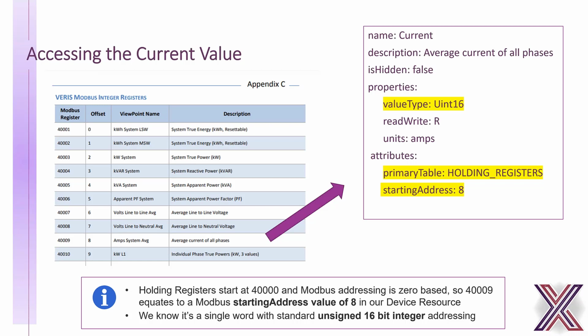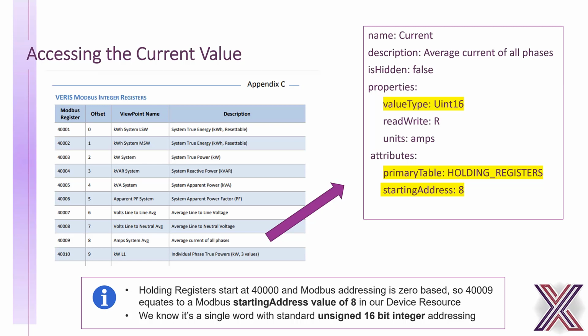And a couple of things to note about Modbus. So holding registers start at address 40,000, and Modbus addressing for this device is zero-based. So what that actually means is that 40,009 equates to a Modbus starting address value of 8. And that's what we should configure in our device resource. So the user guide here has done us a favor because it's written that explicitly, but that's a good thing to know.